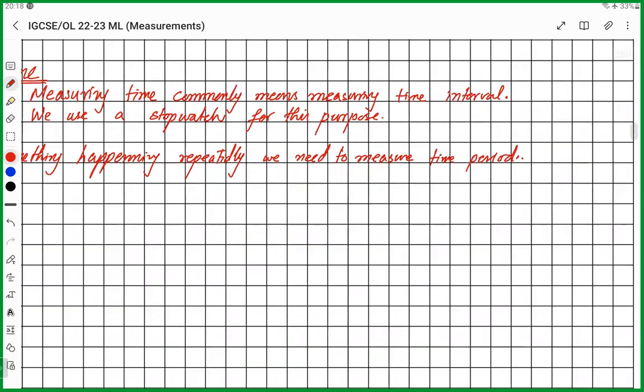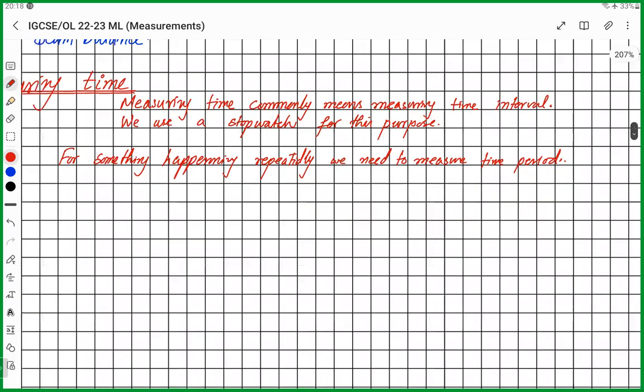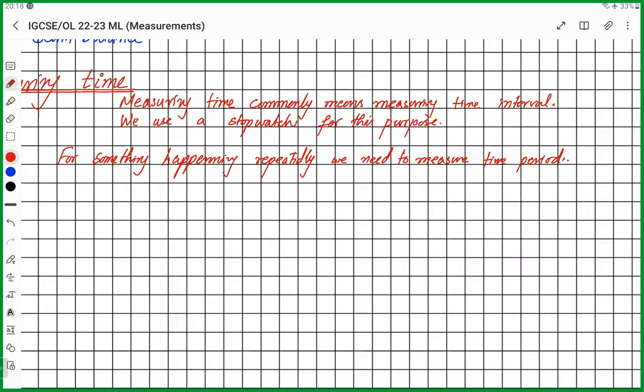Now, because it is happening again and again at a regular interval, instead of timing just one repetition, we will wait for the thing to happen over and over again for a longer amount of time. When it repeats many times, there will be a significant time to measure.